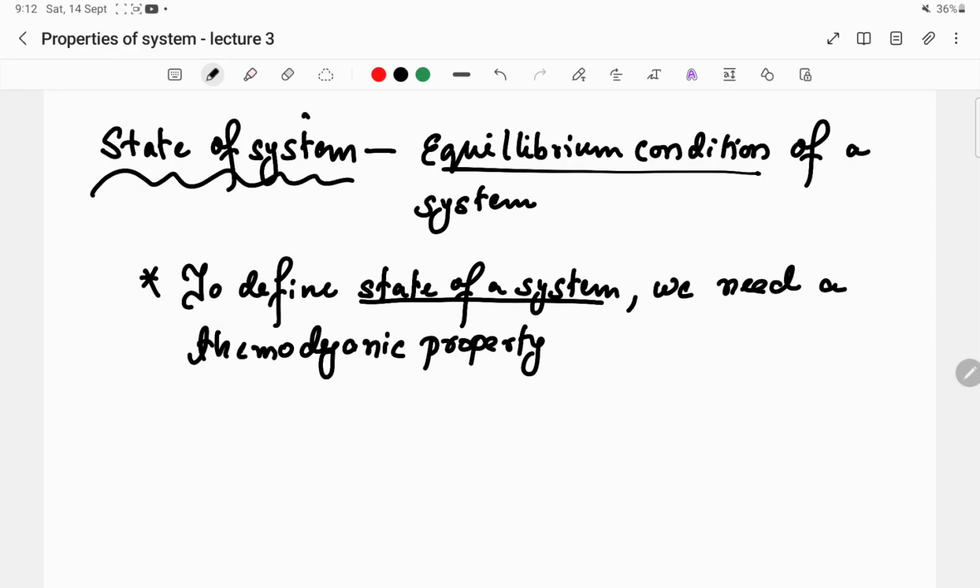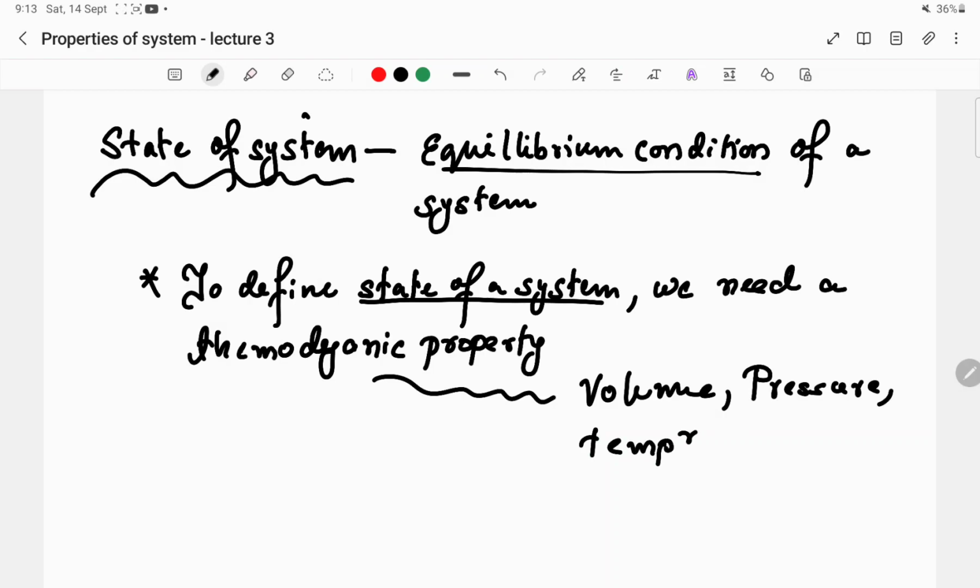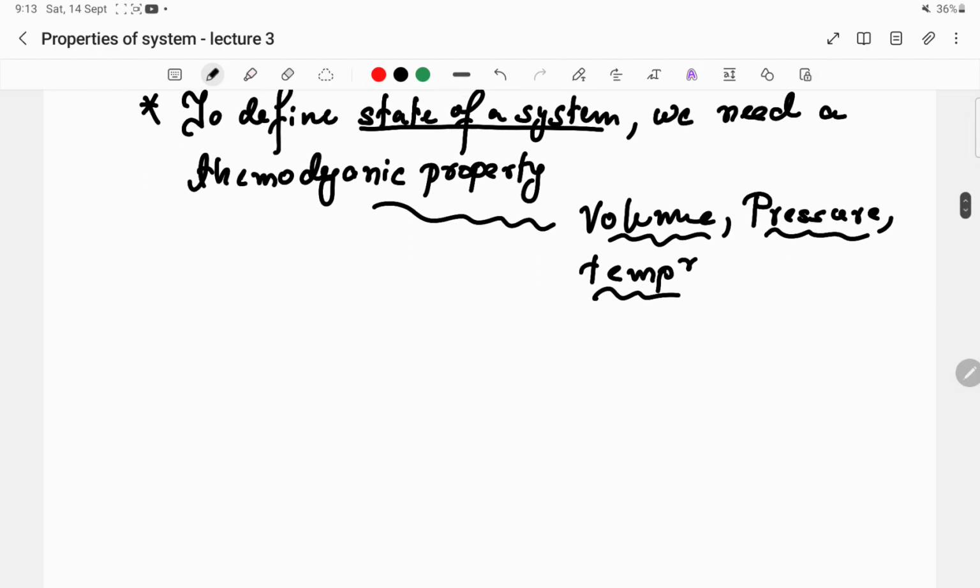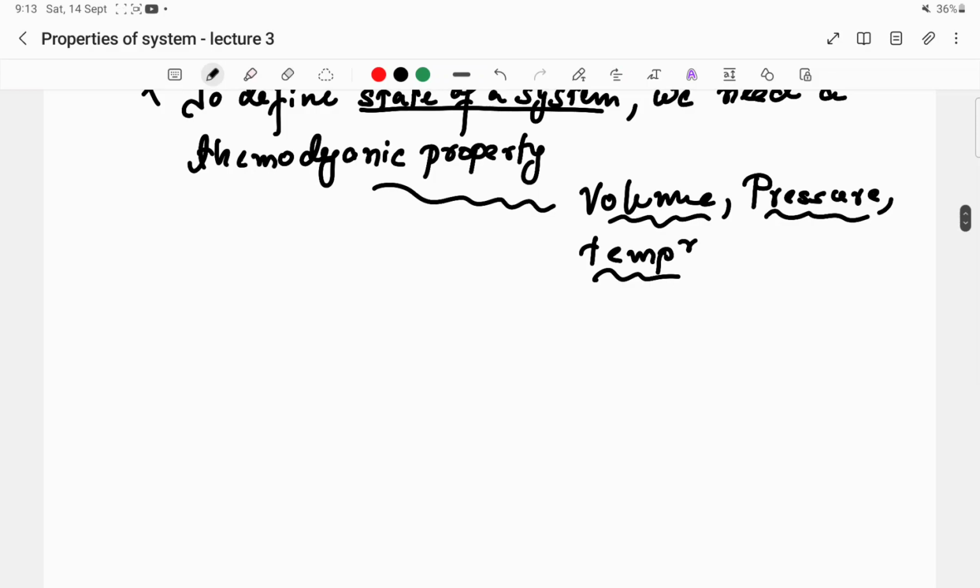First, you should know the thermodynamic properties. There are so many thermodynamic properties, but for your convenience, let's say volume, pressure, and temperature. These are common things, so I'm writing them for the first instance. There are other properties also, but let's say these are the thermodynamic properties.